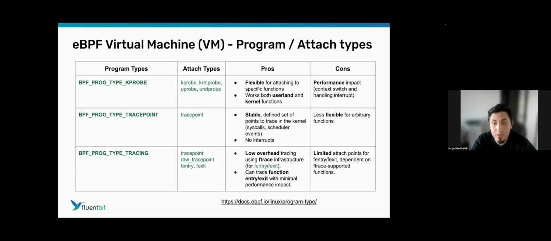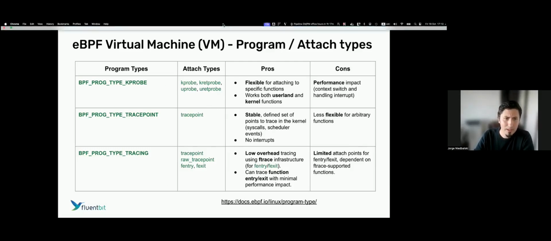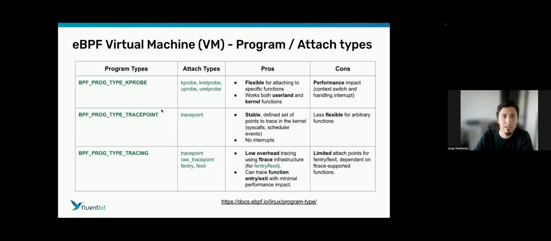Also tracing, which uses the infrastructure set up by ftrace, essentially fentry, fexit. It has a low overhead, but it requires you to use an ftrace supported function, essentially. And the performance impact is minimal in this case. So also, again, the program types are very expanded. You can go through the list and take a look at the ones you have there. But I think I have covered the most important ones here.